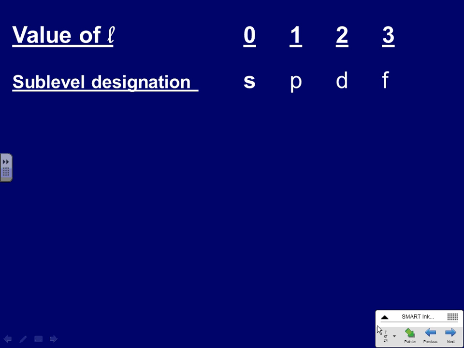If L is equal to 0, we don't like to use the mathy stuff as chemists because we really don't care about the mathematical equation. So we want to be able to describe these sublevels, and if L is equal to 0, we have s orbitals. You do need to write this down. Very important stuff.